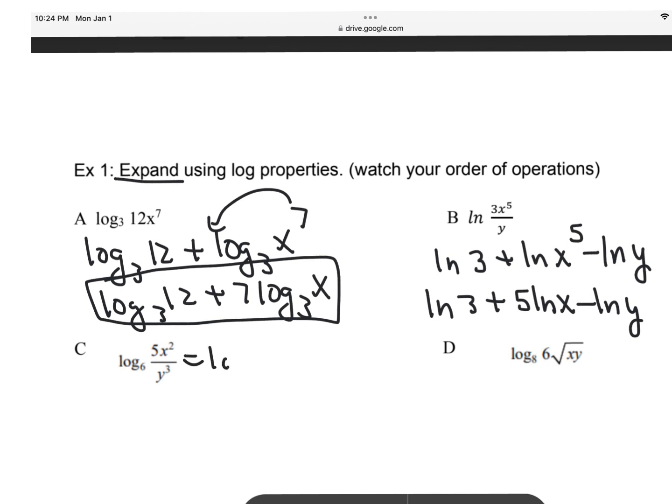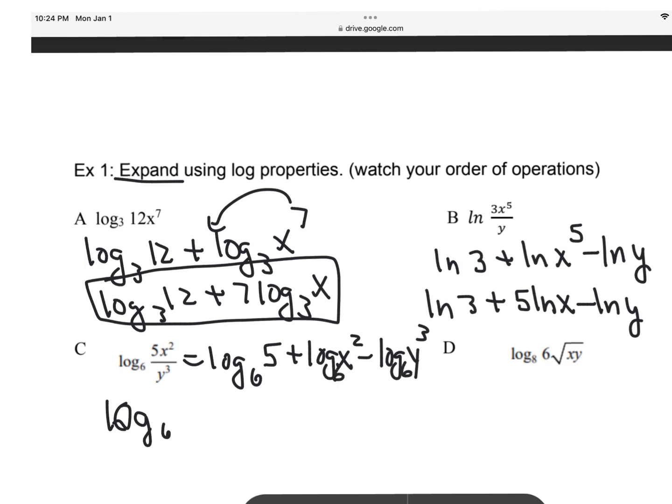Here we're going to have the log of 5 base 6 plus the log of x squared minus the log of y to the 3rd. So when I move those exponents down, and I should have 6's right here for all my bases, I'm going to have 2 log of x base 6 minus 3 log of y base 6.